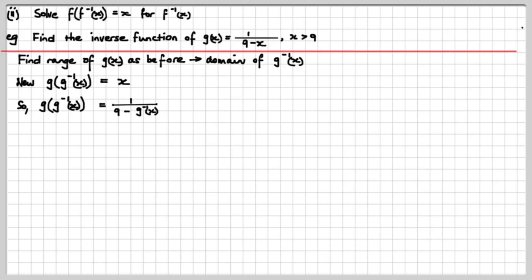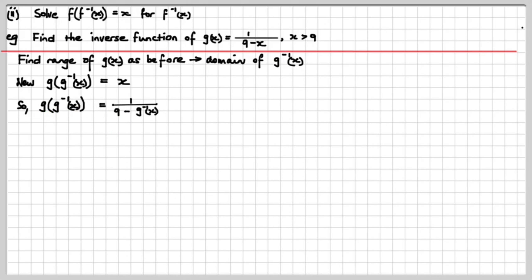So here we go. Now, g of g to the minus 1 of x is 1 over 9 minus not x, but g to the minus 1 of x, isn't it? See, g of something else is 1 over 9 minus the something else, and the something else in this case is g to the minus 1 of x.